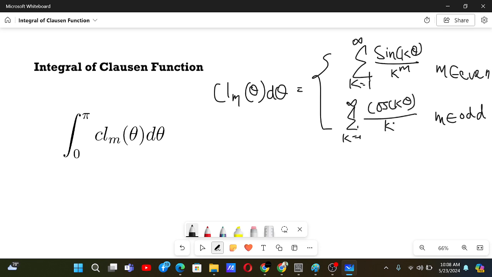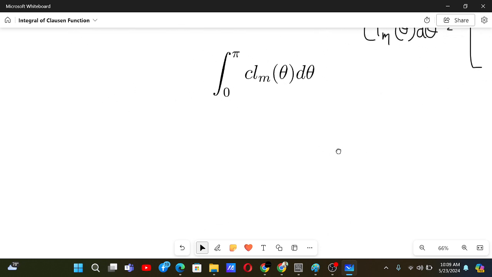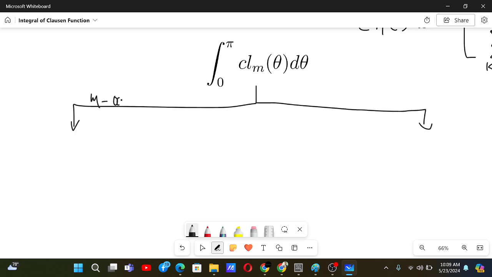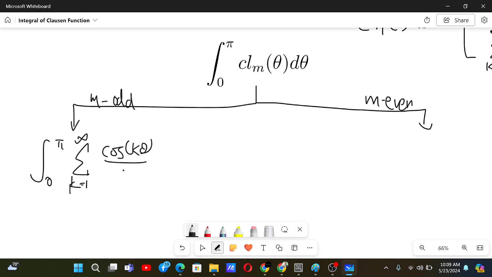Now, let's solve this integral. Definitely, we have to solve this in two parts because the definition is also in two different cases: when m is odd, and when m is even. Okay, good. Now, m is odd. It's the integral from 0 to pi of the sum from k equals 1 to infinity of cos k theta by k to the power m d theta.